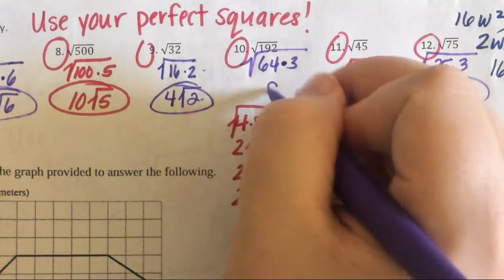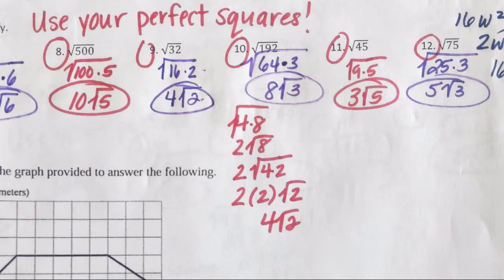64 times 3, which is 8 square roots of 3. That is the correct answer. Are there any questions about this math workshop?